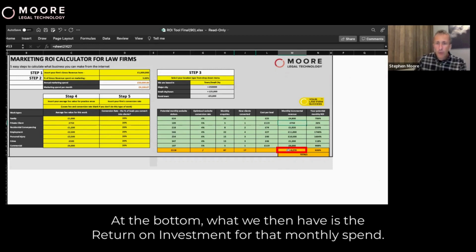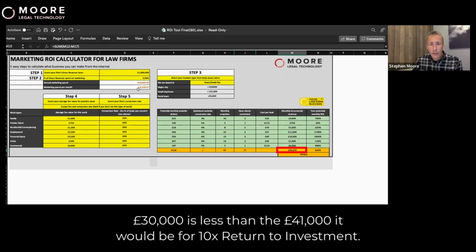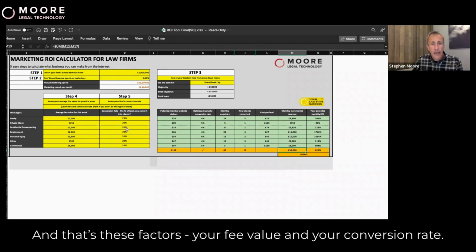At the bottom, what we then have is the return on investment for that monthly spend. Now, you may remember that at the outset, I said we aim to return 10 times return on investment. £30,000 is less than the £41,000. It would be 10 times return on investment. And this is where I want to show you what becomes really important in these factors. And that's your fee value and your conversion rate.